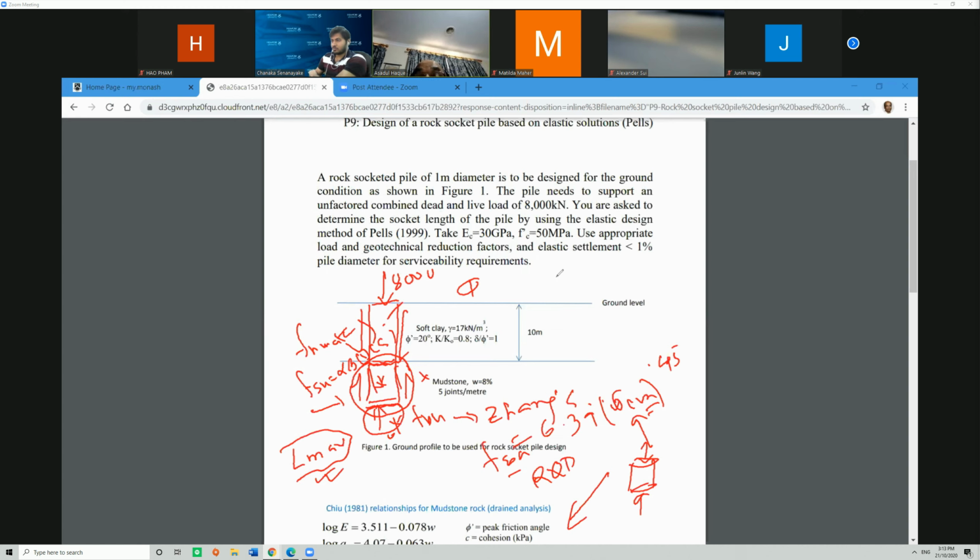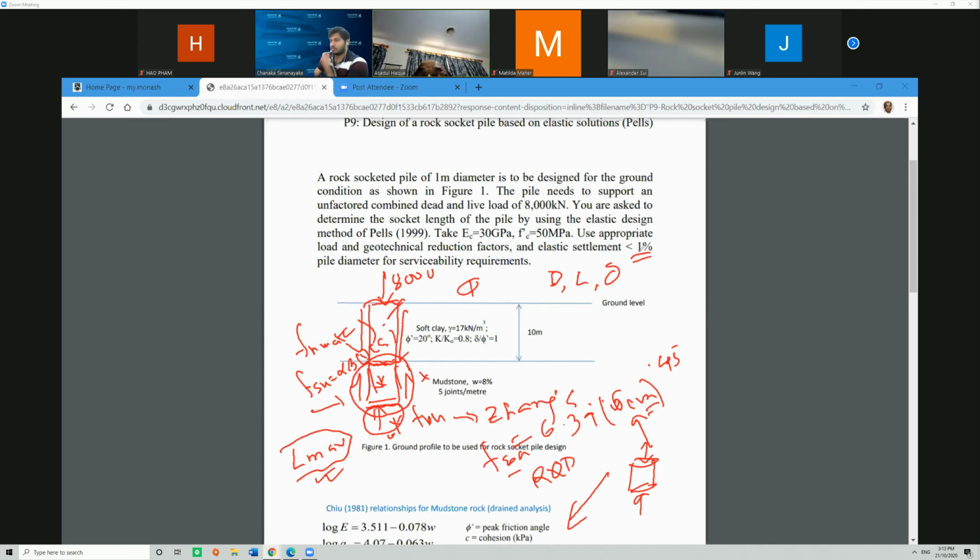So your design task will be finding the diameter of the socket, finding the length of the socket, and also the settlement at the pile head. These three things, if you can do them, and we have given you the limit of the settlement that can go, it's 1% of the diameter. That means if it is a big diameter, rock socket piles are normally very big, probably 750 onwards, it can go even up to 1.82 meter.